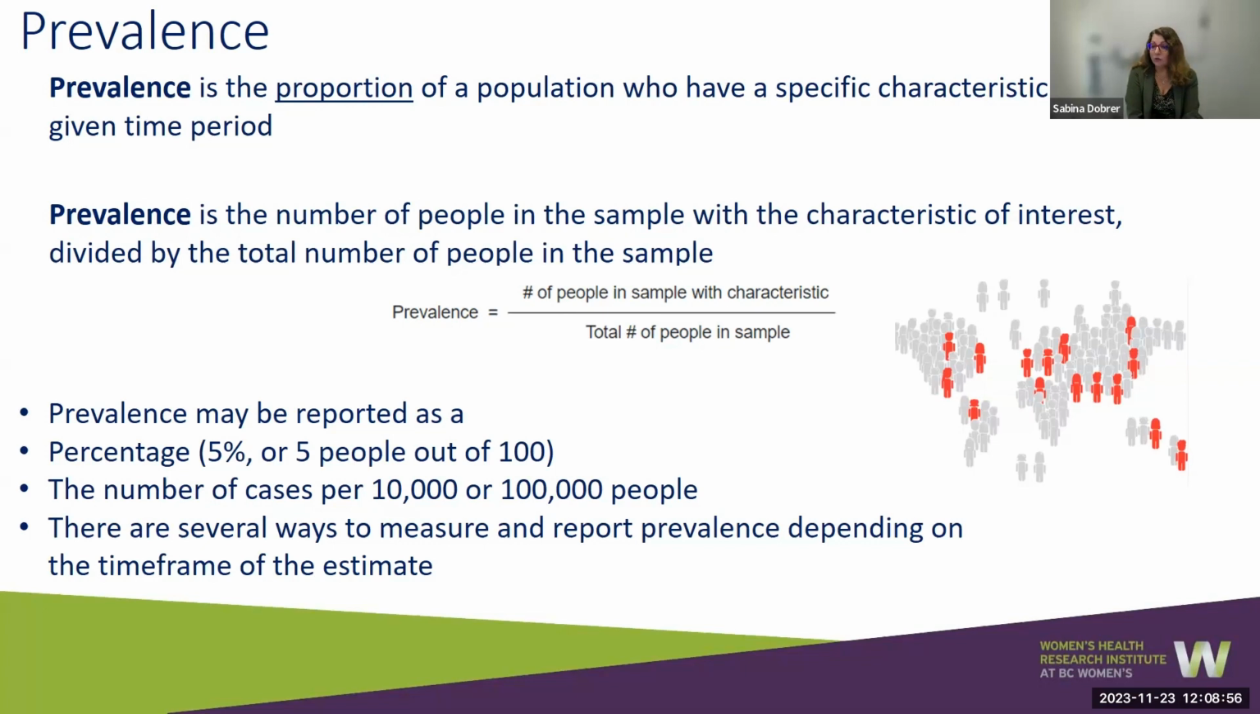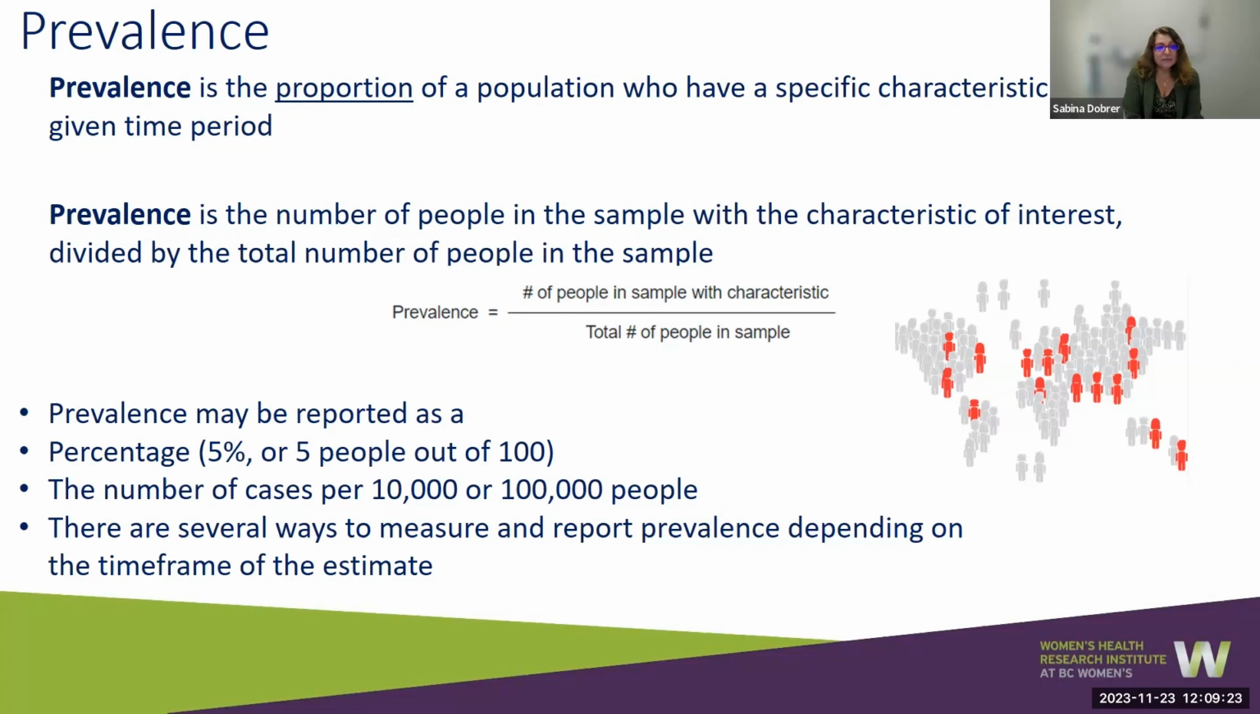So basically, how you calculate prevalence in this case: prevalence is the number of people in the sample with the characteristic of interest divided by the total number of people in the sample. Same as proportion, we can present prevalence as a percentage or as the number of cases per 10,000 to 100,000 population and so on.